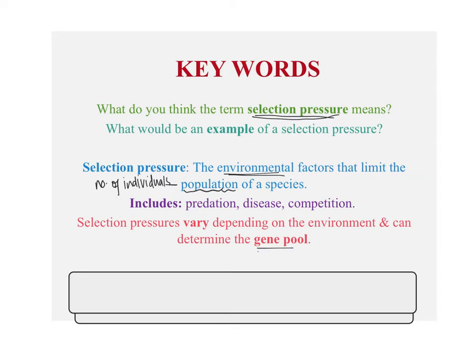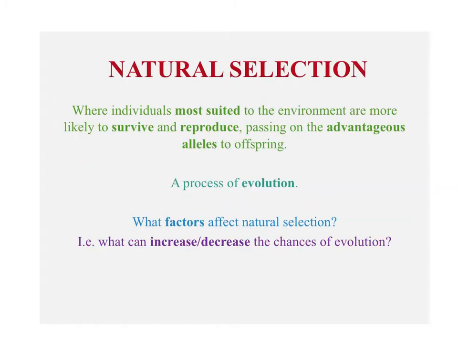But ultimately, all selection pressures can have an effect on the gene pool. And remember that keyword from a couple of lessons ago, like the combination of alleles available in a population and the proportion of each allele available in a population. So natural selection, as I've said, is the focus of this lesson. And definition-wise, it's where individuals most suited to the environment are more likely to survive and reproduce.